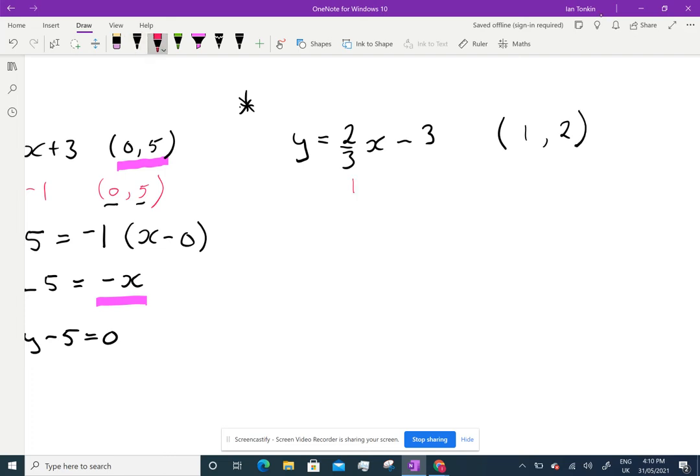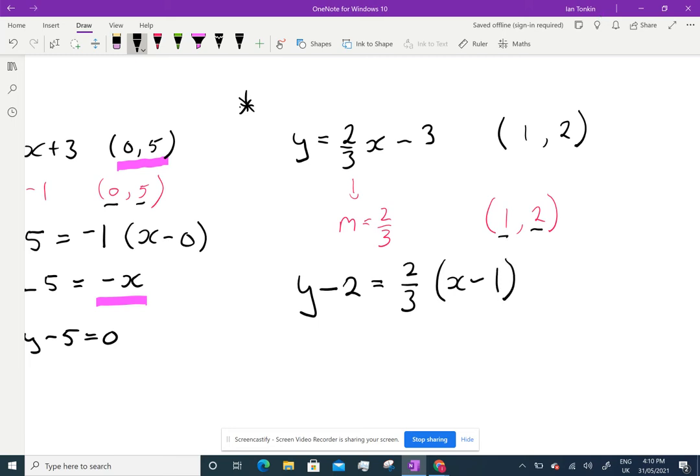So the gradient must be the same. So m must equal 2/3. And my point that this new line is going to go through is (1, 2). So again, I just use the equation, y minus the y value, 2, equals the gradient, 2 on 3, x minus the x value, 1. Now the temptation here is to multiply the 2/3 through the brackets, but please don't do that. Multiply the 3 across to both of these things.